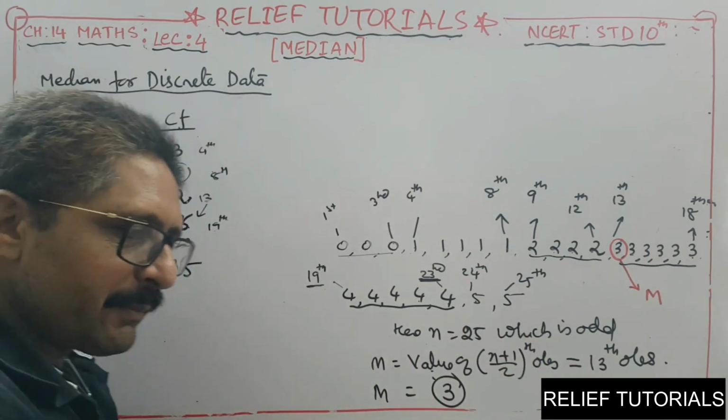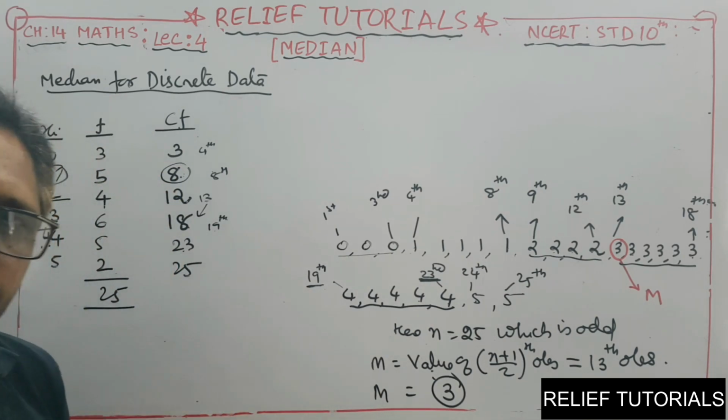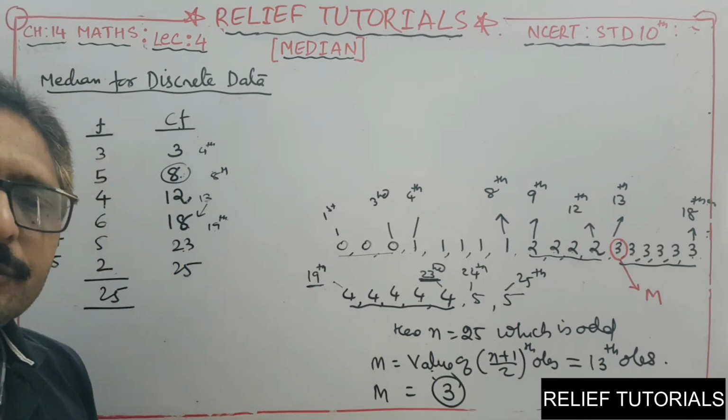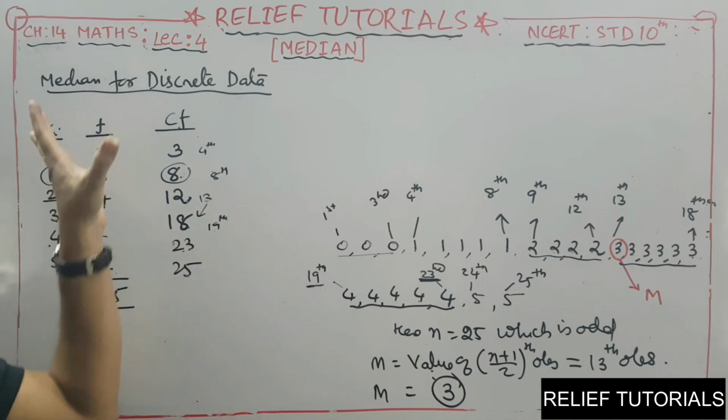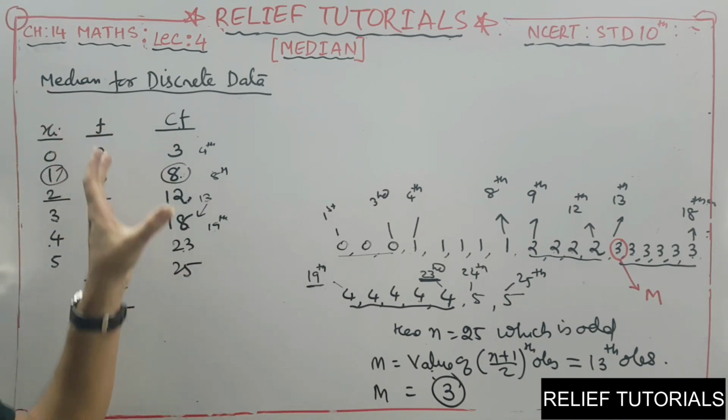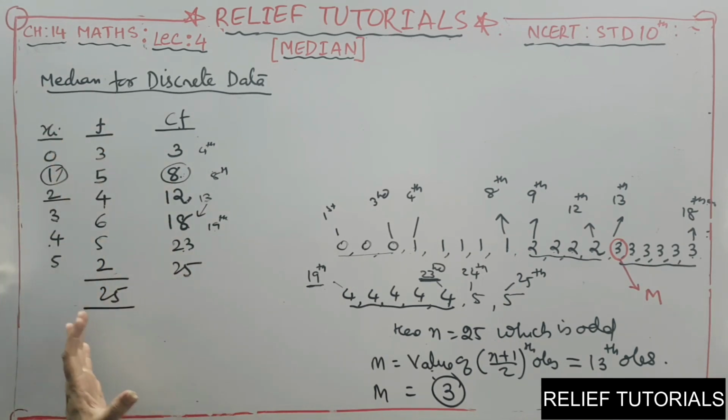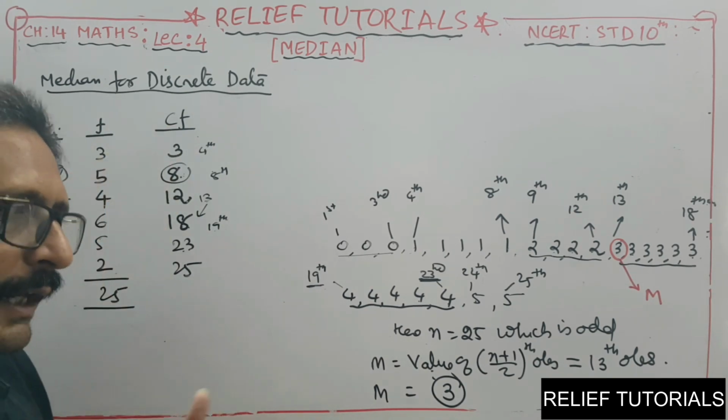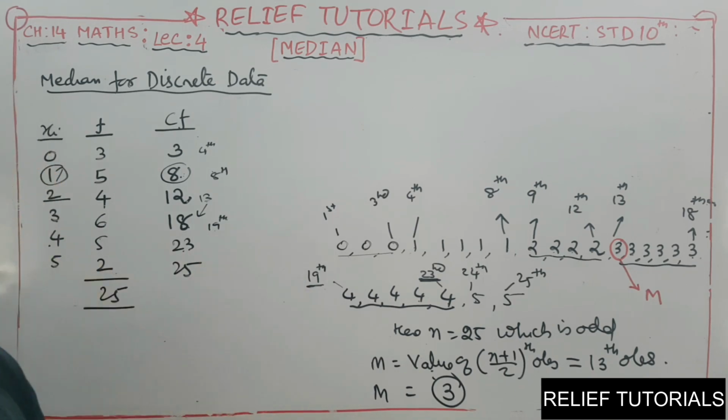In short, once again I am repeating. What is cumulative frequency? Why do we need cumulative frequency? Because in discrete data, just by looking at the observations, you can't find the median. So what you have to do is find the cumulative frequency. That will be more helpful to you to find the median.